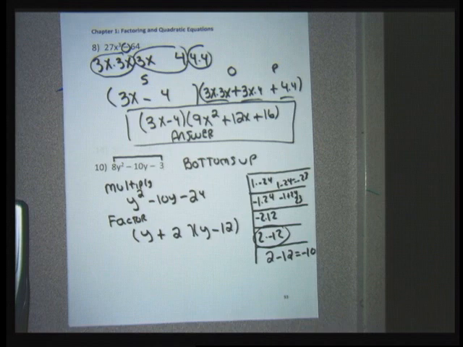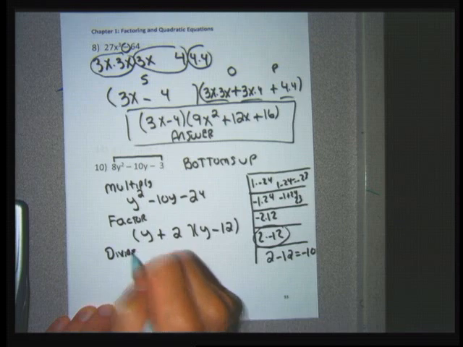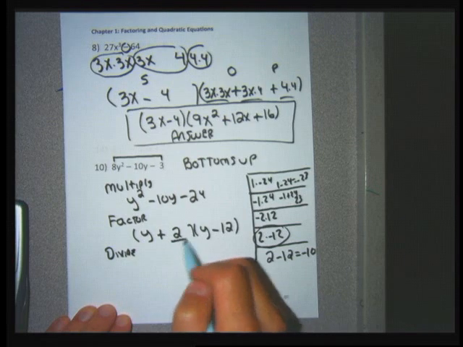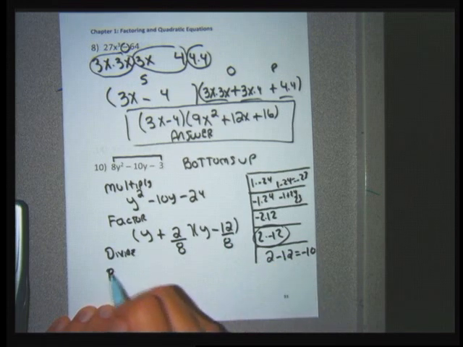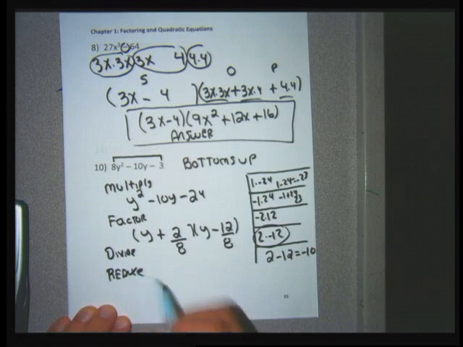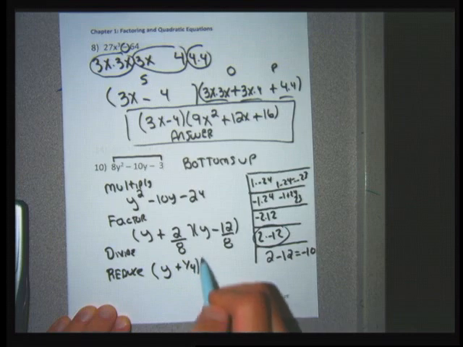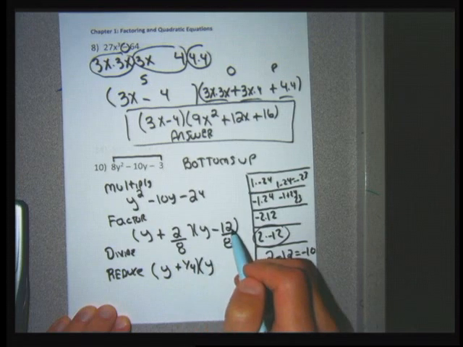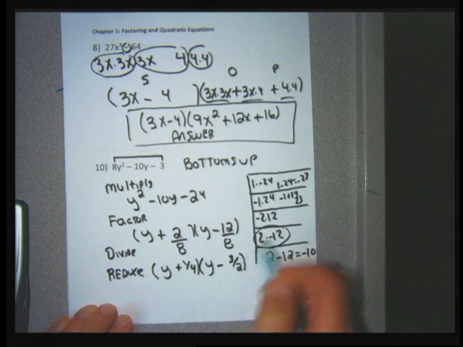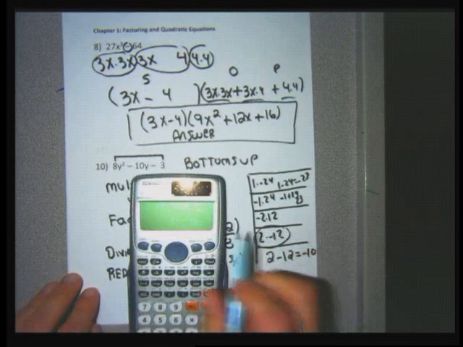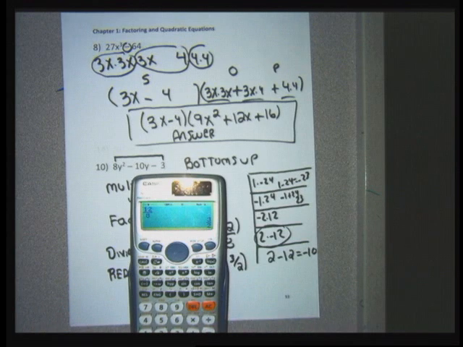I'm not done with my bottoms up. The rest of my bottoms up now is to divide. I started off multiplying by 8. I multiplied the last number by 8. I need to divide the last number by 8. After I divide, any fraction I have that can be reduced, I need to reduce it. The first fraction reduces to 1 over 4. The second fraction reduces by 4. 12 divided by 4 is 3. 8 divided by 4 is 2. If you can't reduce the fraction 12 over 8, just enter it on your calculator. Go fraction 12 over 8. Hit equals, and this calculator will reduce it for you.